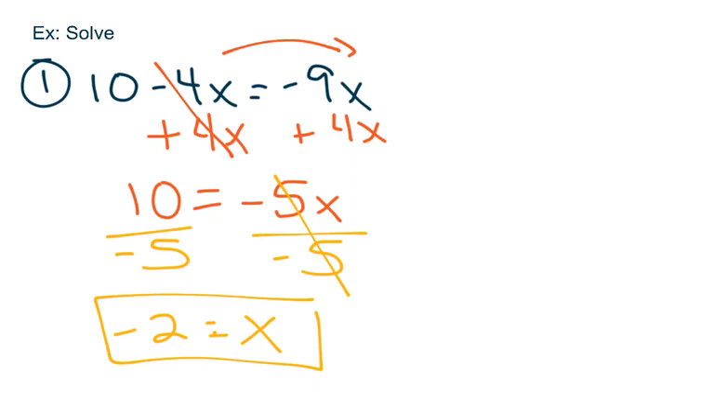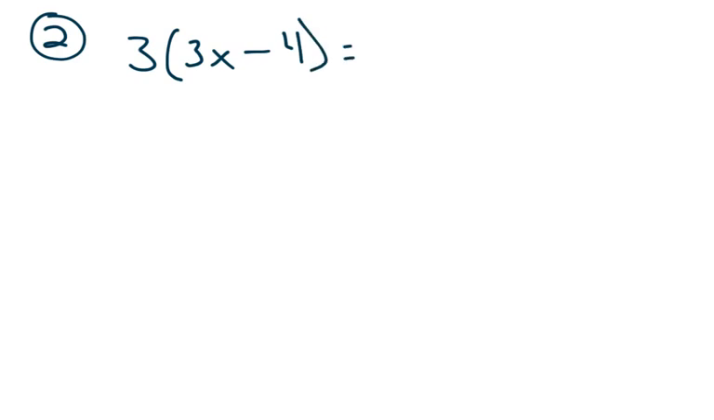Let's try something maybe a little more difficult. I wouldn't call it difficult, let's call it an extra step. Okay, so how about 3 times the quantity 3x minus 4 is equal to 1/4? So now we're going to be working with fractions too.